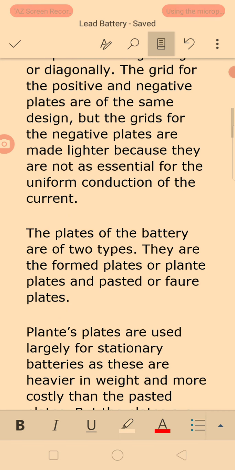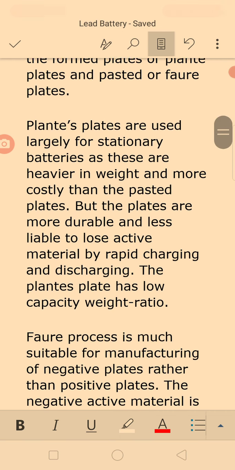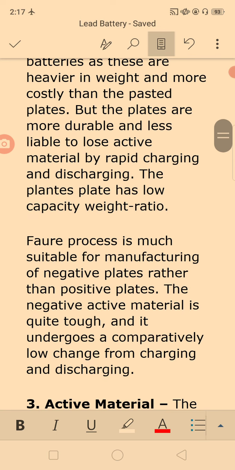The plates of the battery are of two types, pasted or formed plates. They are largely stationary and they are liable to lose active material by rapid charging and discharging.